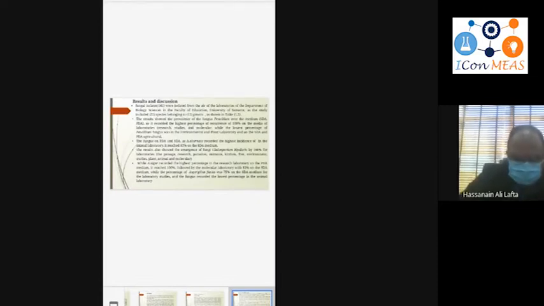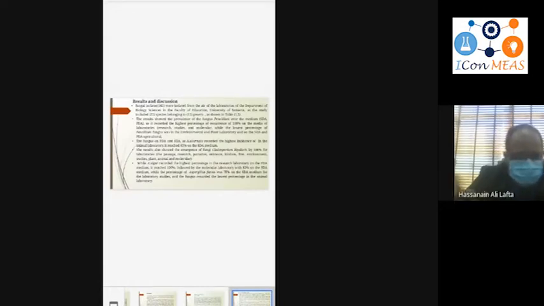The fungus Alternaria on PDA and SDA recorded the highest incidence in the animal laboratory. It reached 83% on the SDA media. The results also showed the emergence of the fungi Cladosporium and Bipolaris at 100% in 4 laboratories: the passage, research, parasites, and transcription-free environment studies, plant, animal, and molecular.